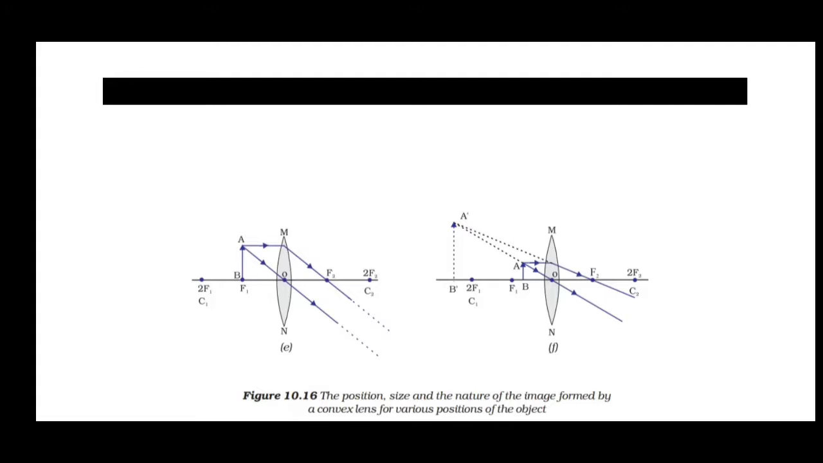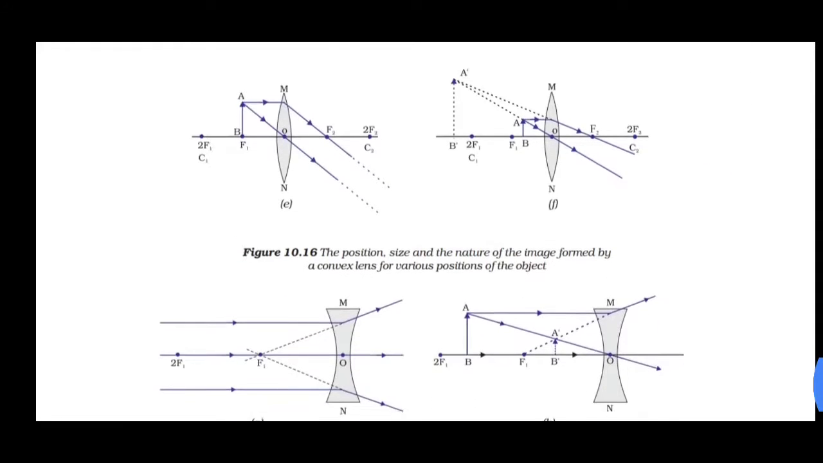Distances on the left side are negative, and distances on the right side are positive. Above the x-axis is positive, below is negative. The left side of the x-axis is negative, the second quadrant will be minus, and the other quadrant will be positive. That is, from O to F2 is positive, and from O to F1 is negative.